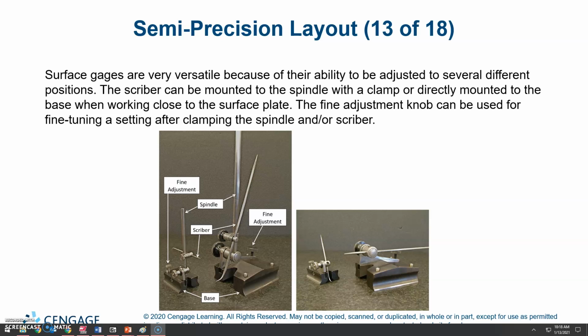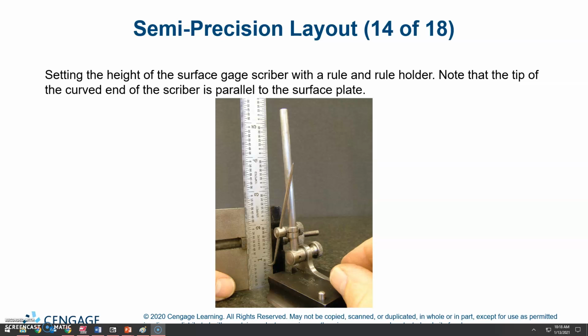Surface gauges are very versatile because of their ability to be adjusted to several different positions. The scriber can be mounted to the spindle with a clamp or directly mounted to the base when working close to the surface plate. The fine adjustment knob can be used for fine tuning and setting after clamping the spindle and or scriber. Setting the height of the surface gauge scriber with a rule and rule holder. Note that the tip of the curved end of the scriber is parallel to the surface plate.